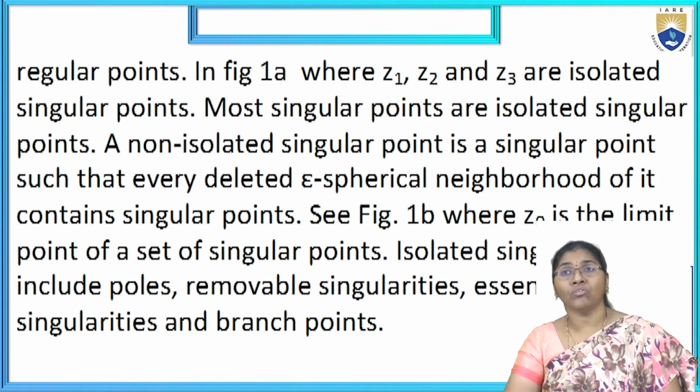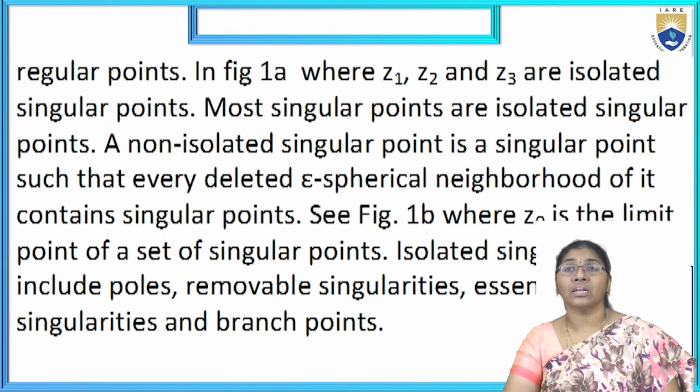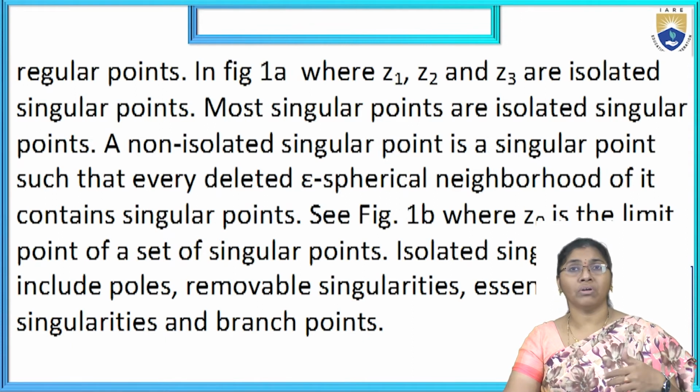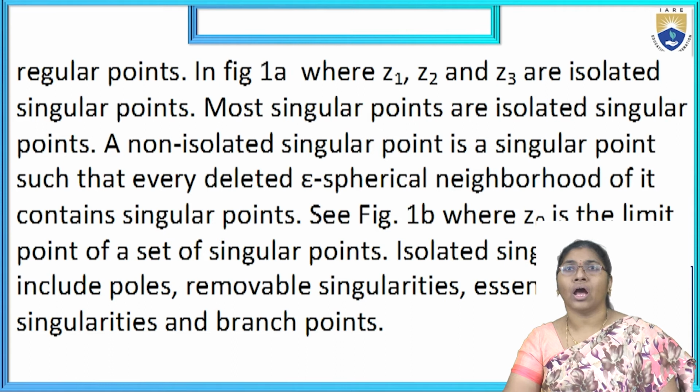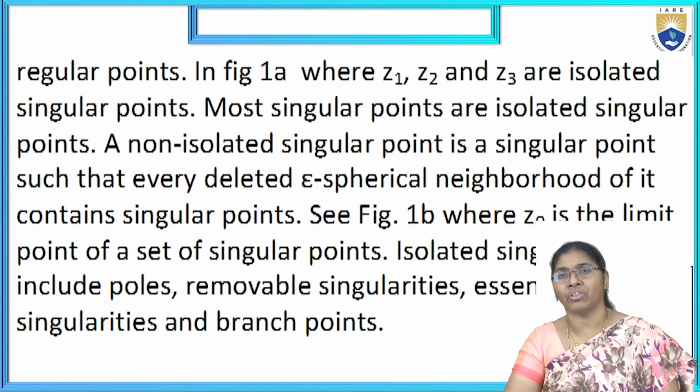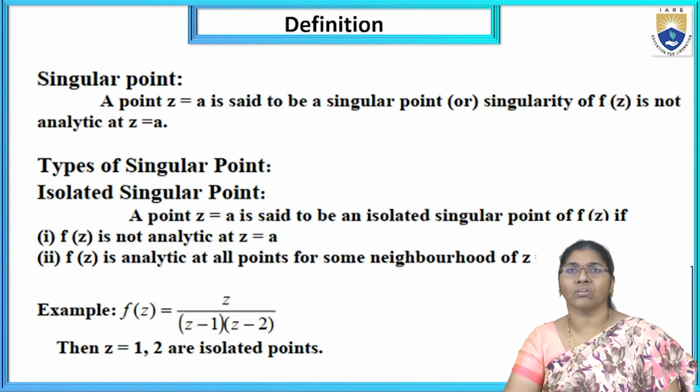A non-isolated singular point is a singular point such that every deleted epsilon neighborhood still contains other singular points, then it is called a non-isolated singular point. Now it includes poles and removable singularities, the essential singularities and branch points. This isolated singularities set includes the poles, removable singularities and essential singularities. All are involved in isolated singularities.